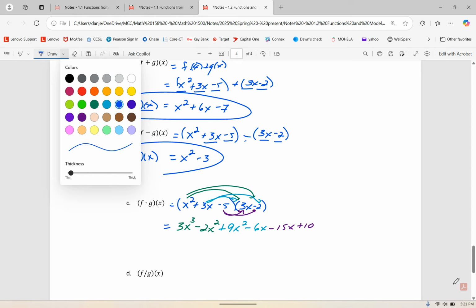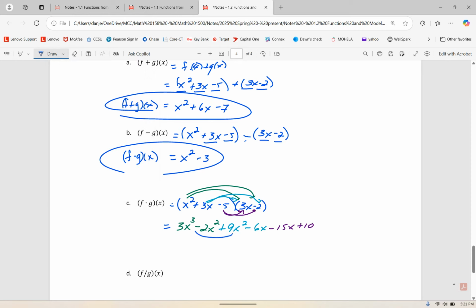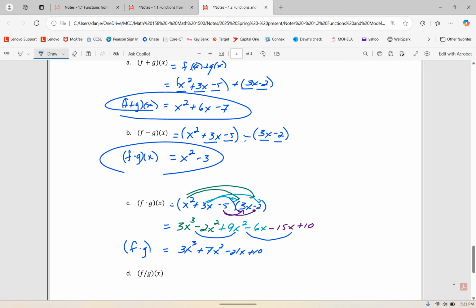Then I'm going to look for my like terms to combine. Notice I can combine these like terms and these like terms. So 3x cubed plus 7x squared minus 21x plus 10. F times g of x is 3x to the third plus 7x squared minus 21x plus 10.